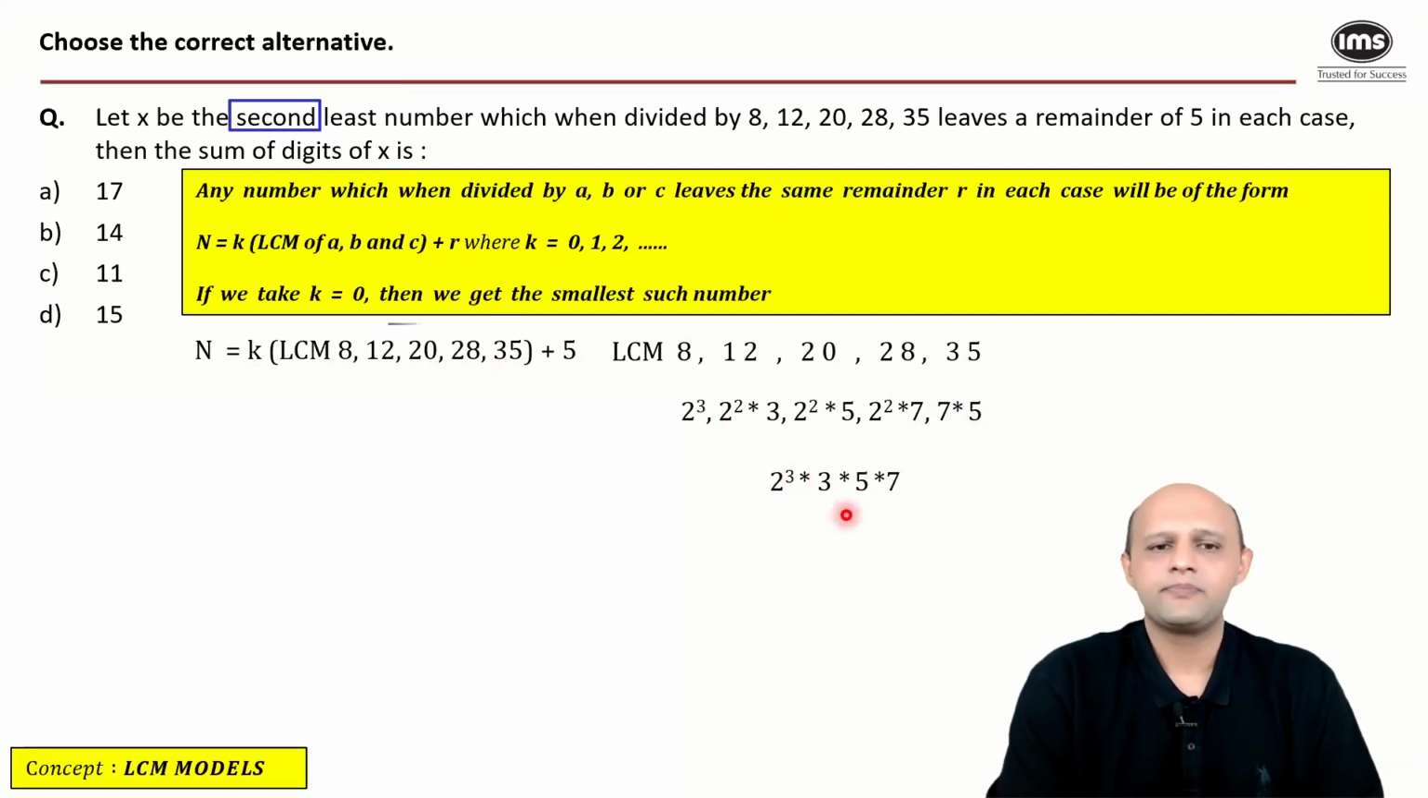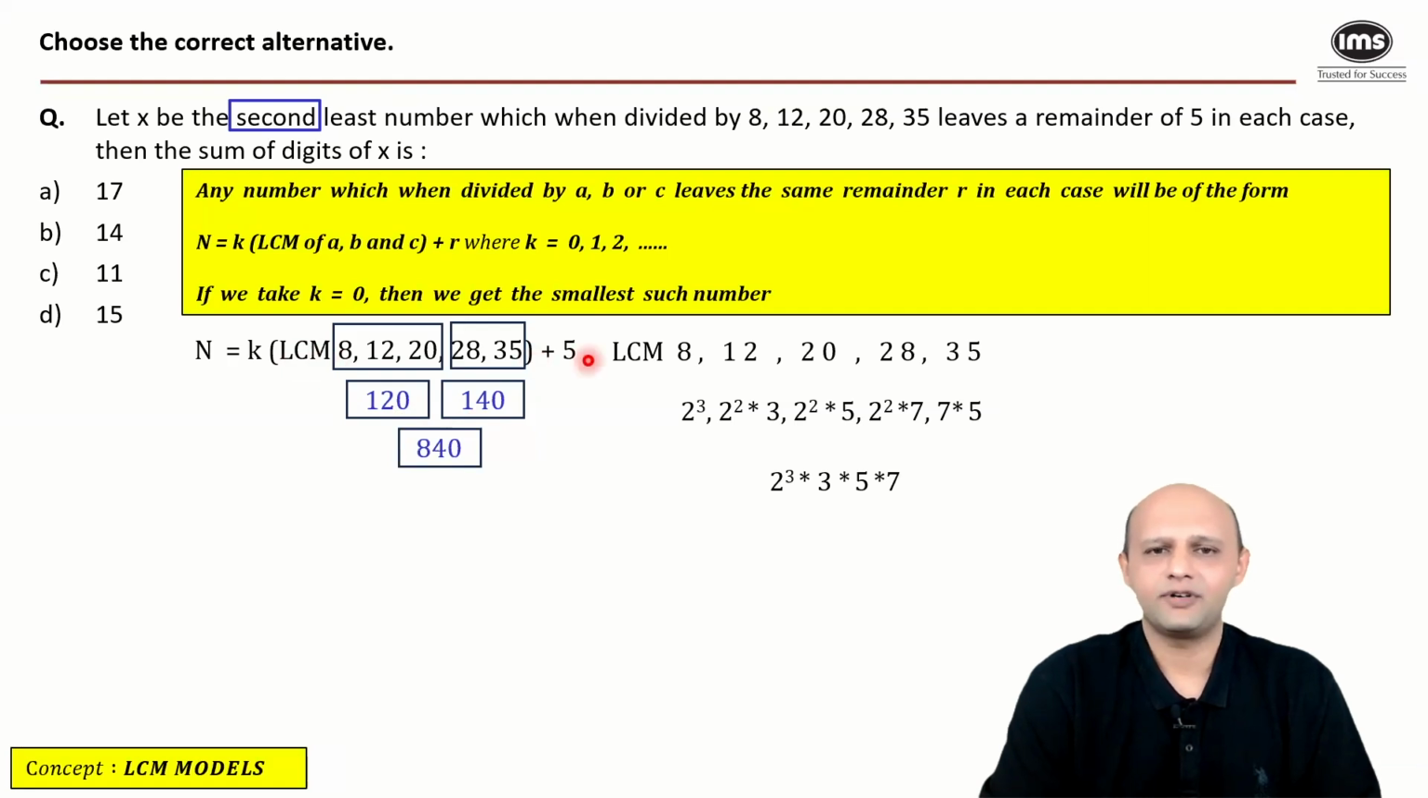You could also calculate the LCM part-wise by doing the LCM of 8, 12, and 20, which is easy, which is 120, and then calculating the LCM of 28 and 35. So 120 is very easy here, and 28 and 35 are 7 times 4 and 7 times 5. So their LCM is 140. Now, if you calculate the LCM of 120 and 140, you'll realize that it is 840. So therefore, the LCM of the entire set of numbers is 840. Now, you proceed with the calculation.